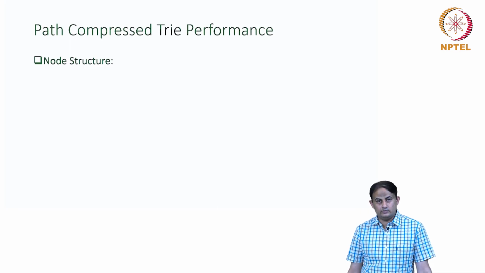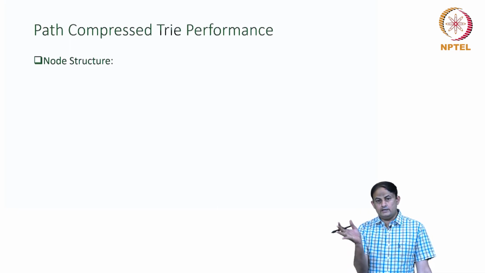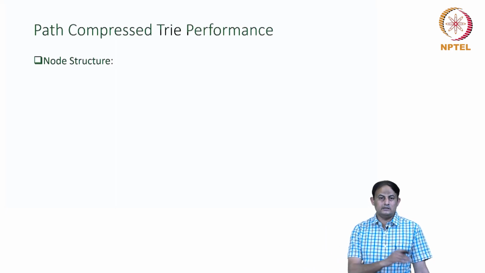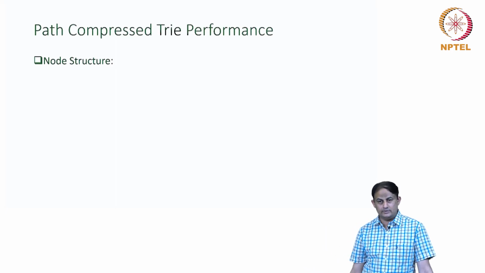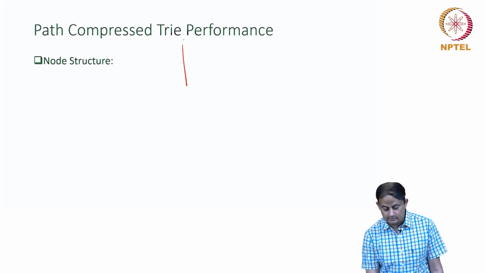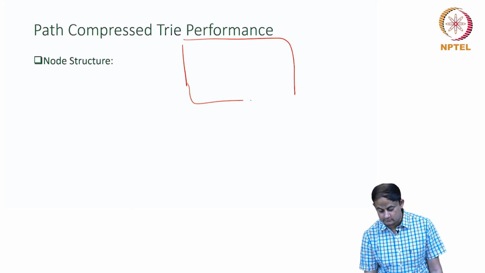variables inside the node. Earlier it was only indicating whether the node is actually representing a prefix or not, and then the left and the right child in the binary trie. But now we have a couple more variables. The node structure has changed.